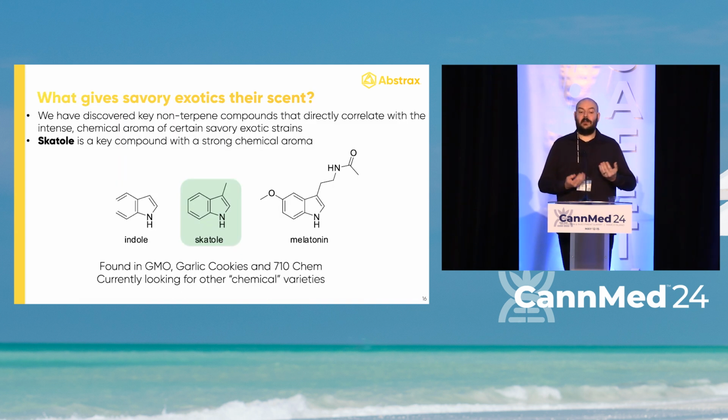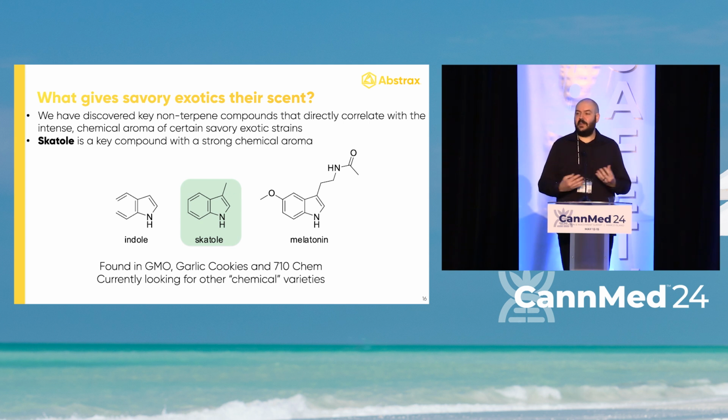And so when you think about savory exotics, why do these GMOs, these garlic cookies, have this unique scent to them? We were comparing our sensory data to our GC data, and we noticed some key non-terpene compounds that correlate with this intensely savory aroma. These were indole and skatole. Skatole is found in human feces and mammalian feces. It gives poop its smell.